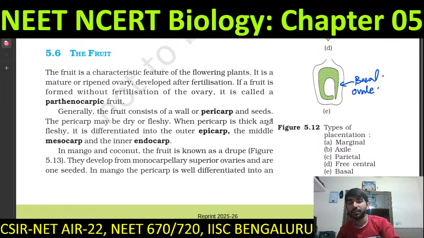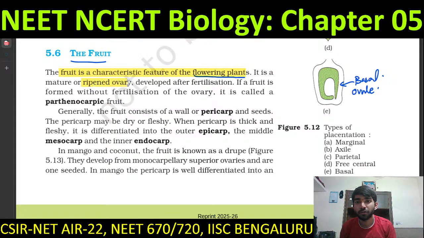I hope it is clear. So now let's move to the next part, which is the fruit. Fruit is a characteristic feature of the flowering plant because we are studying the flowering plants and the flowers give rise to the fruits. Basically, the ovary of the flowers will give rise to the fruits.